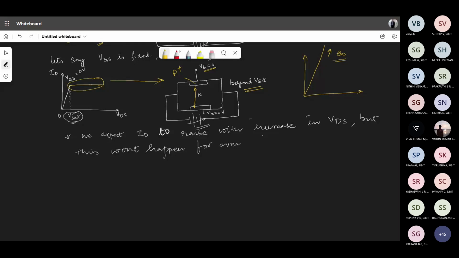Sir, it's beyond VSAT, so I just guessed it. Okay. Any other valid answers, even though the answer is correct? Can somebody make a valid point on this? What Omkar said is correct.